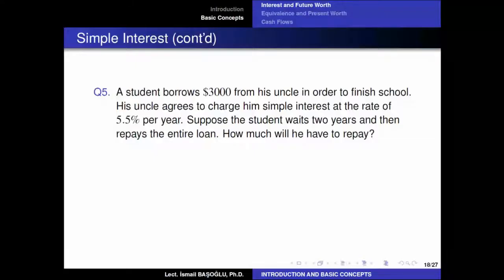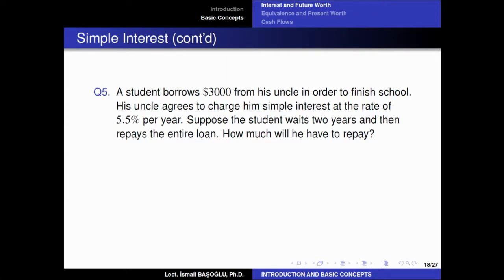Now, remember, in the following 4 weeks, we are always going to solve questions where the interest period is always yearly. However, in real life examples, the interest can be applied on a monthly basis or quarterly basis or weekly basis or daily basis.